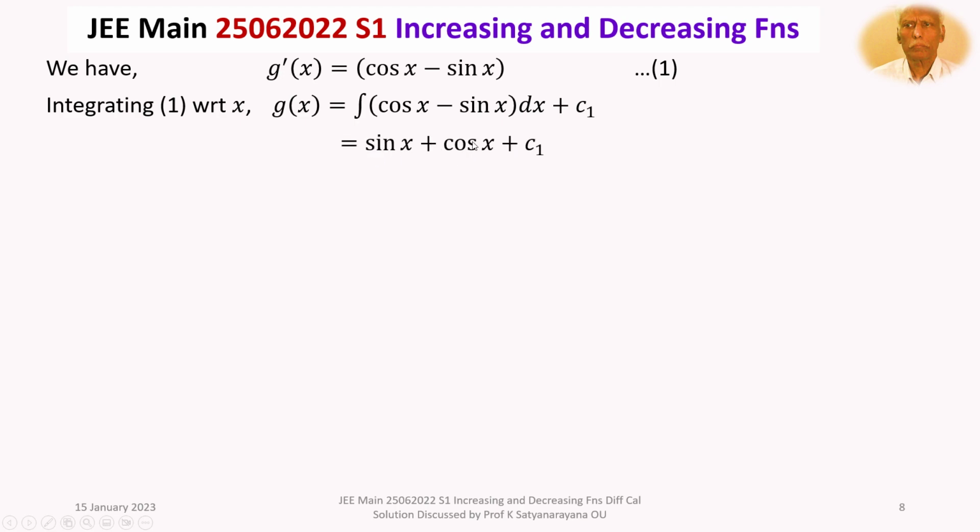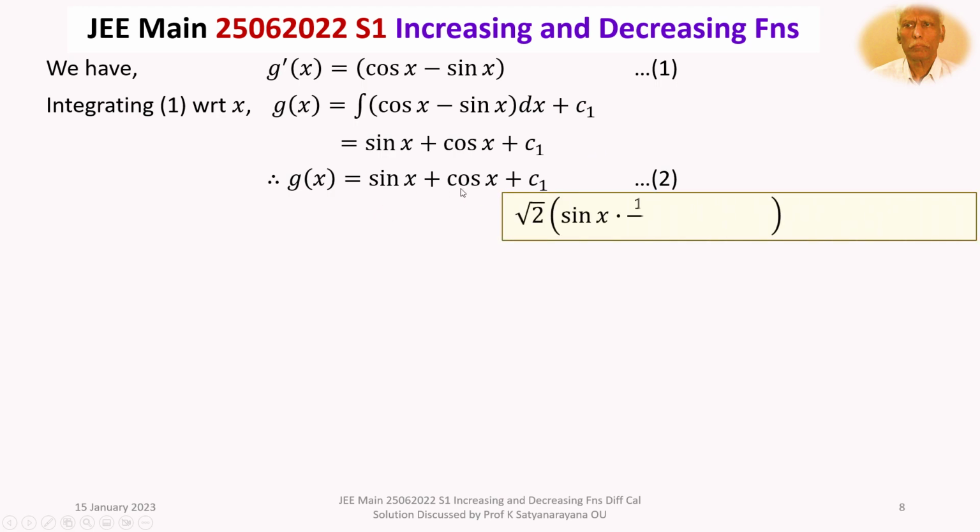So this is sin x plus cos x plus c1. Therefore g of x is equal to sin x plus cos x plus c1, and let's take this as equation 2. Agreed? Now again use the same technique for sin x plus cos x, that is multiply sin x plus cos x by root 2 and divide by root 2. That means multiply by 1 by root 2. So root 2 into sin x into 1 by root 2 plus cos x into 1 by root 2. So this is sin x cos pi by 4 plus cos x sin pi by 4. That is root 2 times sin of x plus pi by 4.